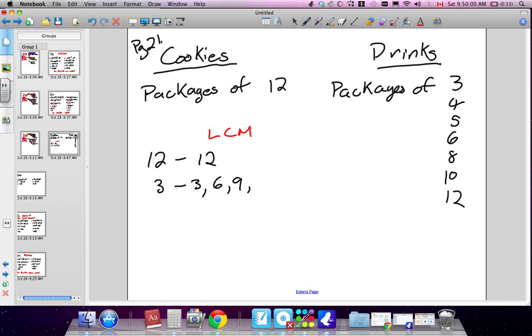So what would the first multiple of 3 be? 3. And then? 6. 9. 12. Do we already end up with a number that's similar? Yeah. Okay. So how many packages of cookies do we need to get to 12?